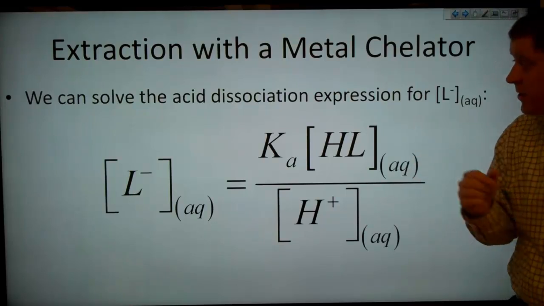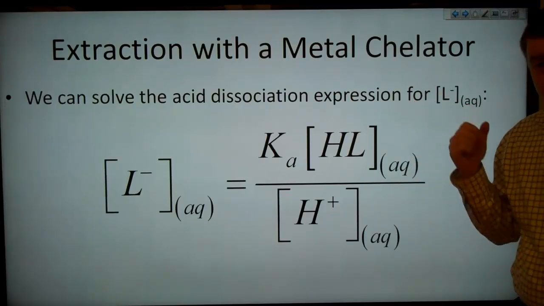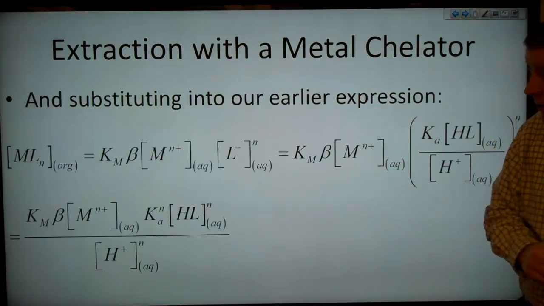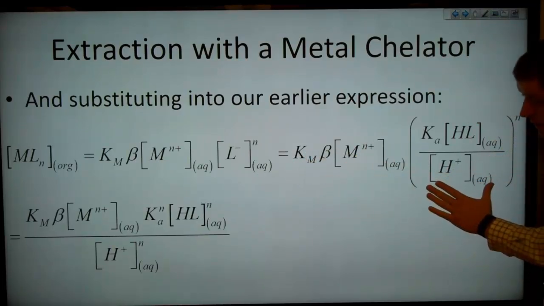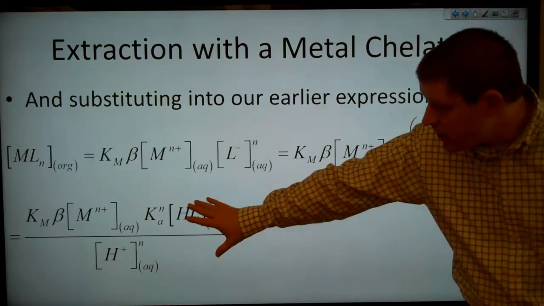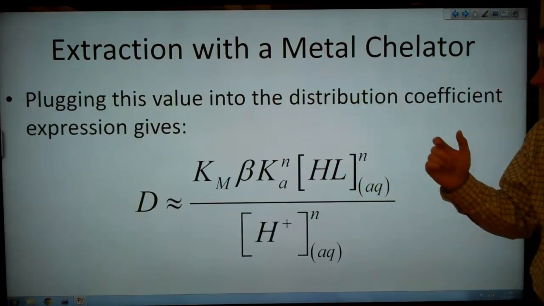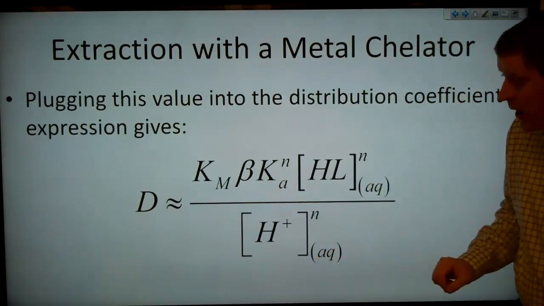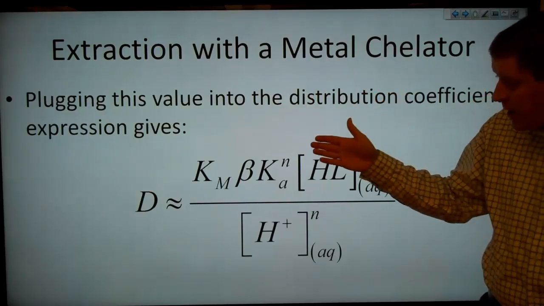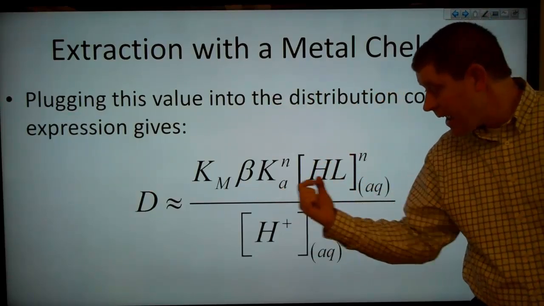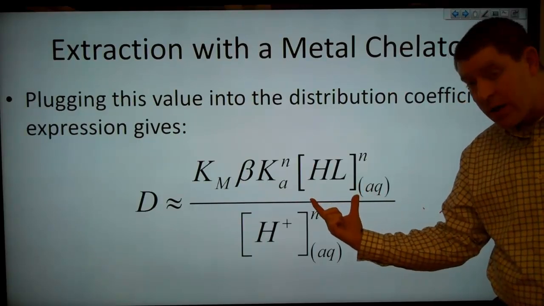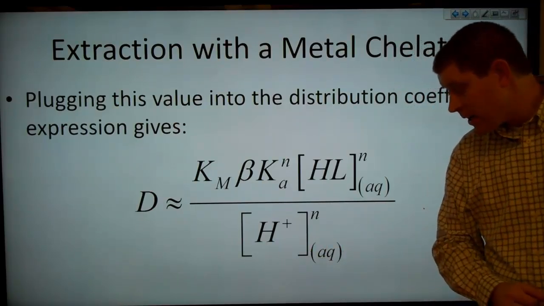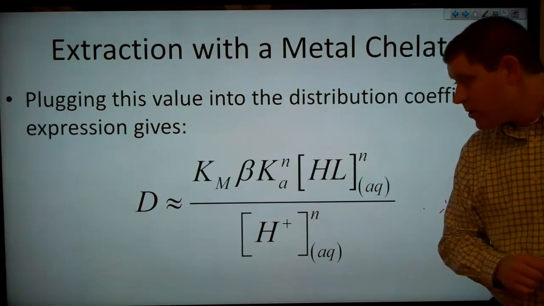We can then solve the acid dissociation expression for our ligand for the concentration of the deprotonated ligand in the aqueous phase, and then substitute that into our earlier expression here. So we plug that expression in here, and we rearrange to get this, and now we can plug that value into the distribution coefficient expression, and that gives the distribution coefficient is approximately equal to K sub M times beta times the nth power of our Ka times the concentration of our protonated ligand raised to the nth power in the aqueous phase divided by the hydrogen ion concentration in the aqueous phase raised to the nth power.